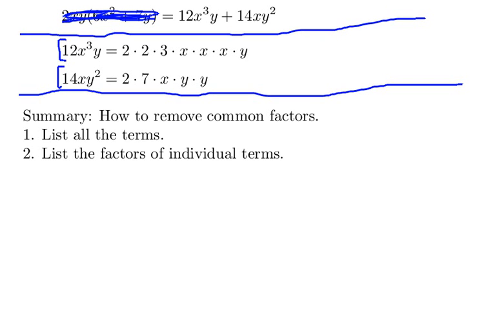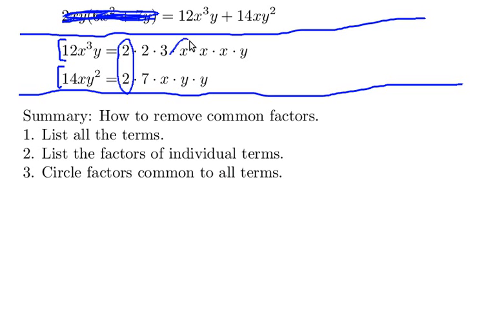And now we want to circle the factors common to all terms. So we have the 2 and the 2. We have the x and the x. And 1 y. So we circle factors common to all terms, and then we multiply the circled factors. This goes on the outside of the parentheses.